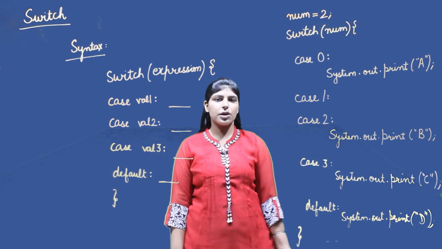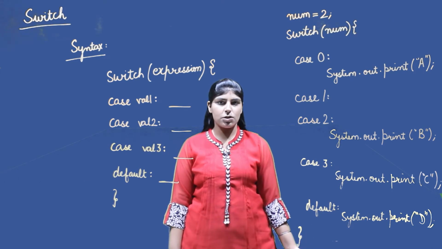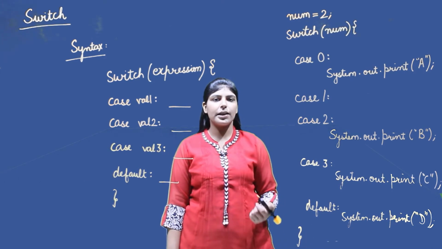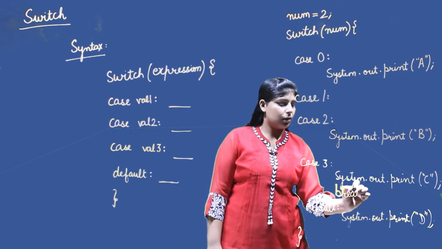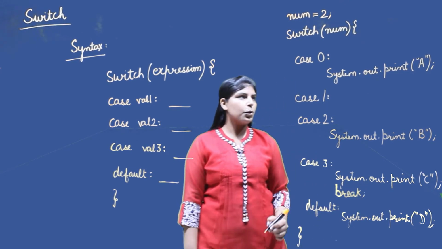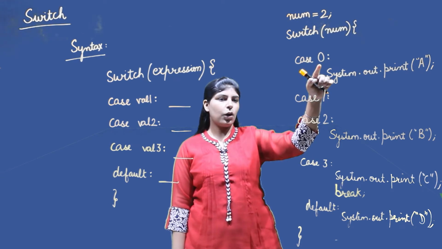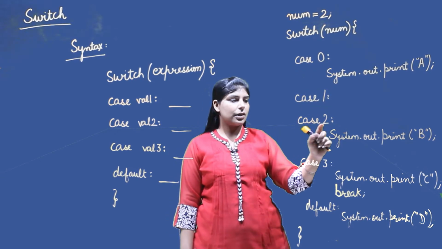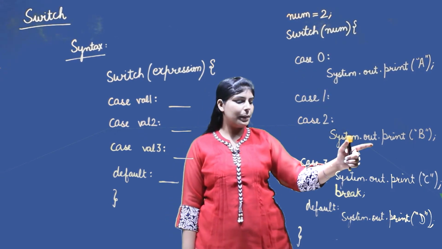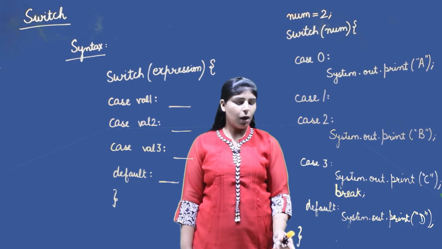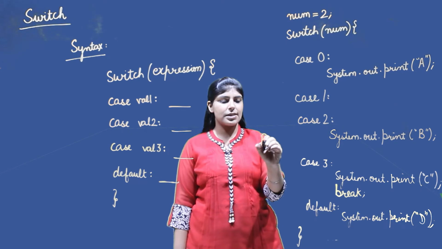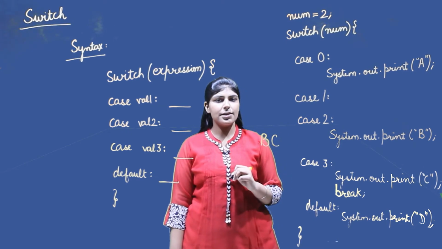The flow of execution stops either when the switch block is over or whenever it hits a break statement. Suppose I have a break statement here. Now in this case the output will be, case 0 will not match, case 1 will not match, case 2 will match, so the output will be B, C, then I hit the break statement, so I come out of the switch block. So the output in this case will only be B and C.